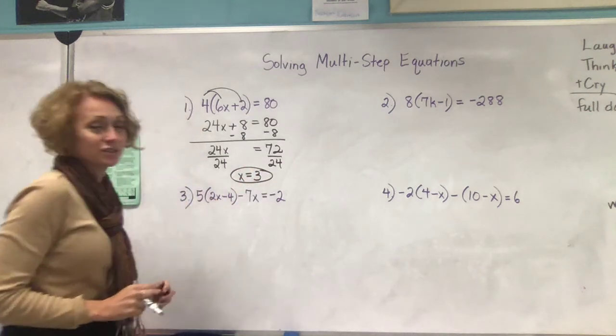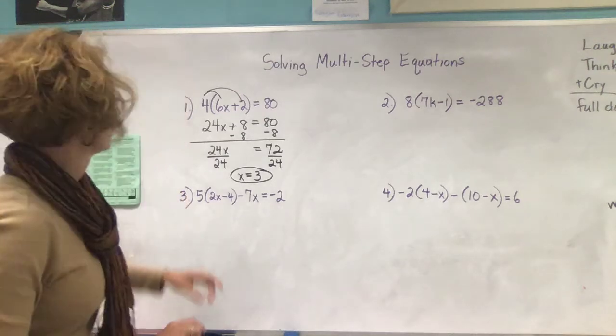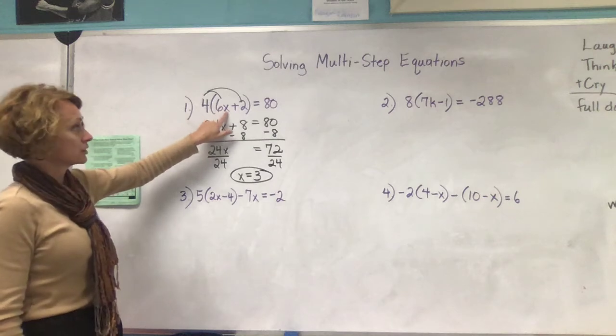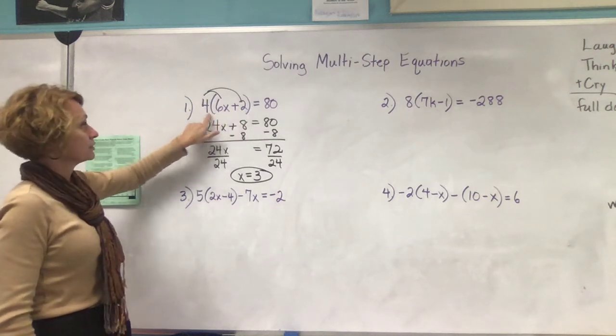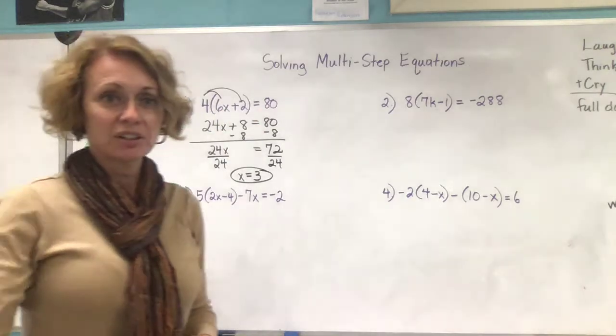And remember, with equations, they're easy, they're fun, and you can always check your solution. So let's take and plug that 3 back in and see if it works. 6 times 3 is 18, plus 2 is 20, and 20 times 4, yes, does give me 80. All right, let's look at number 2.